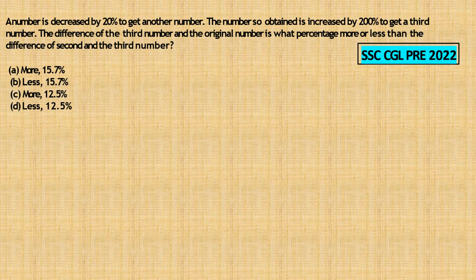A number is decreased by 20% to get another number. Let the number be 100, and it gets decreased by 20%, that is minus 20, and it would be 80.